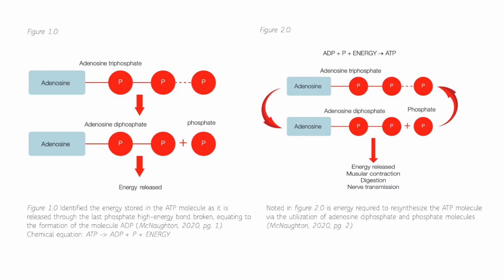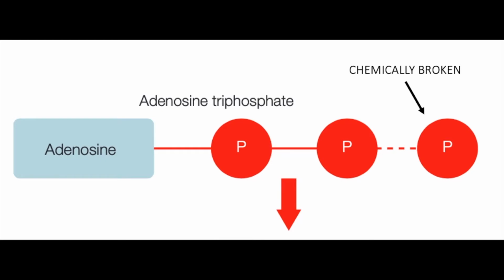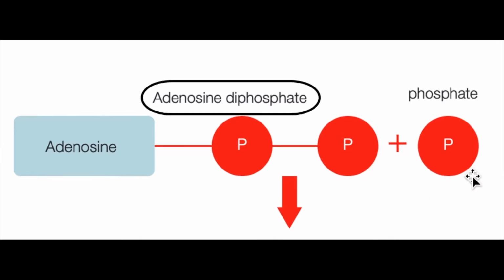ATP is an energy-rich molecule that consists of one adenosine molecule bonded to 3 phosphate molecules. Immediate energy is released when the last phosphate is chemically broken, forming the molecule ADP, adenosine diphosphate. Due to the breaking of this bond, energy is made available for muscular contraction.